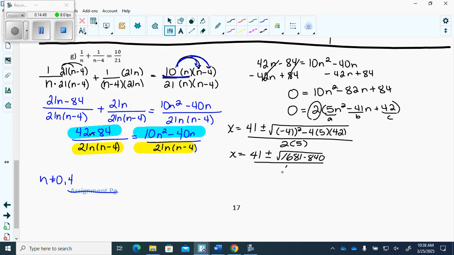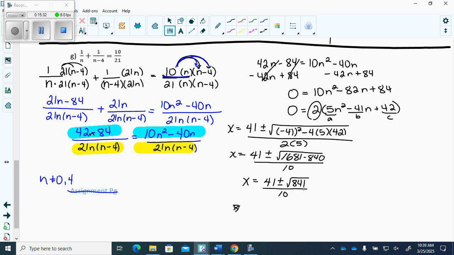Double check. So x equals 41 plus or minus what? Root 841. Does 841 break down into any perfect squares? I believe so. Okay, that's as low as it goes.